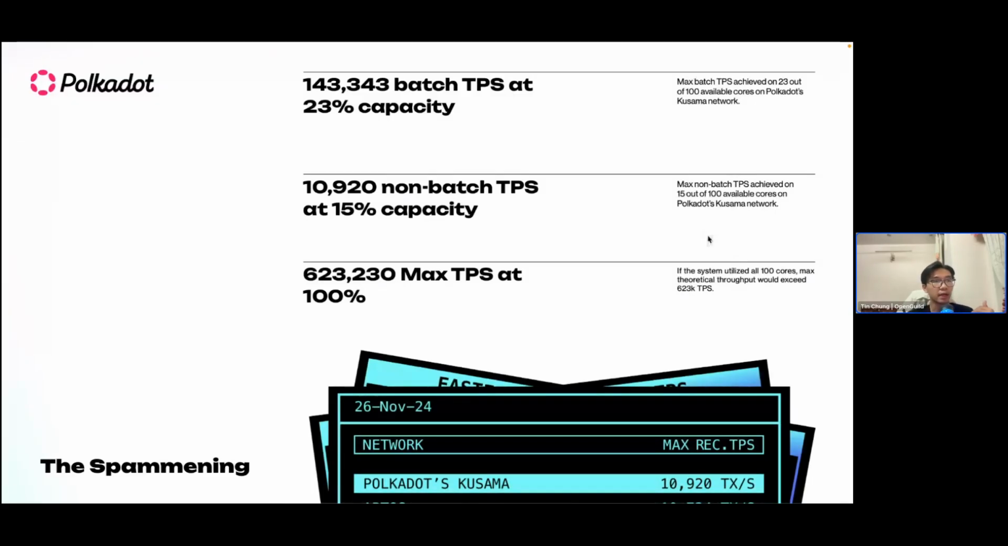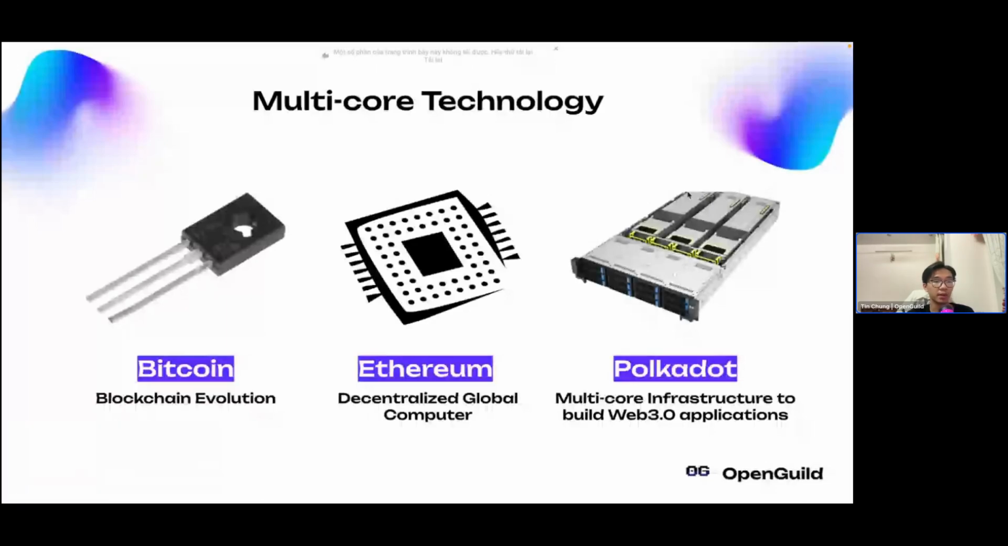And you might ask, what are 100 available cores here, and what does that mean? Polkadot is basically a multi-core infrastructure. It's not just one single core. And what is multi-core technology? Just imagine Bitcoin is the evolution of the blockchain, right? It's the very first blockchain that we know. And Ethereum is a decentralized global computer, but you can imagine Ethereum as a single-core blockchain.